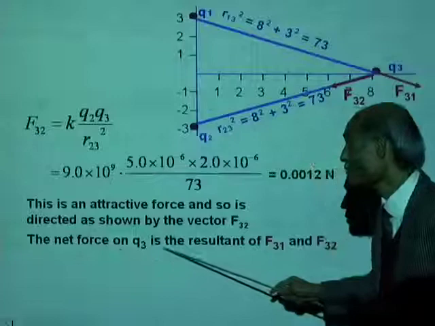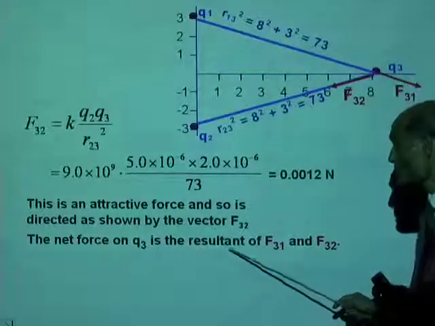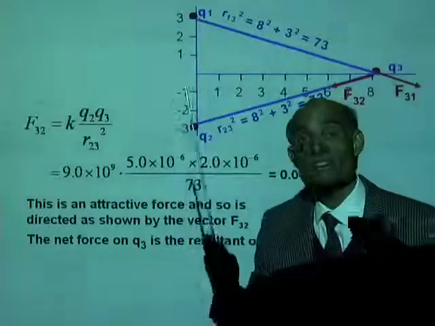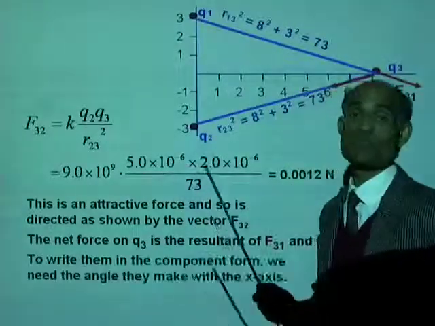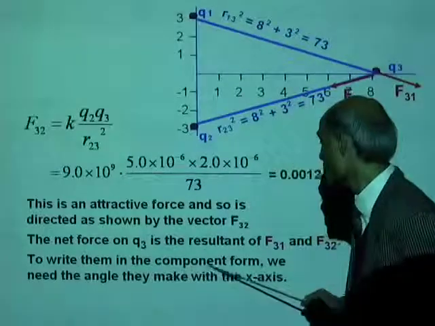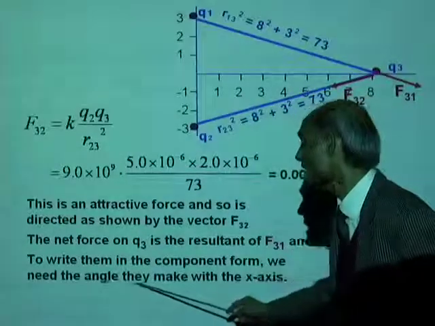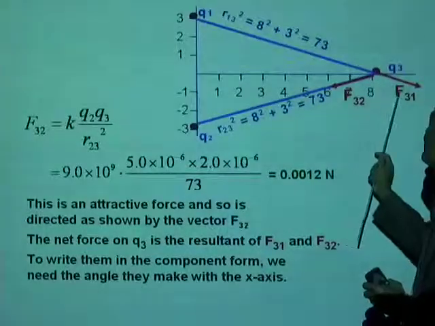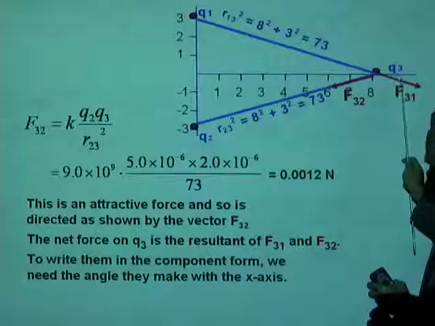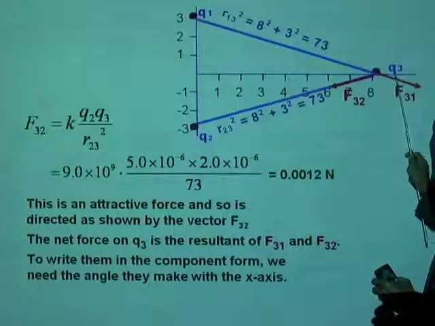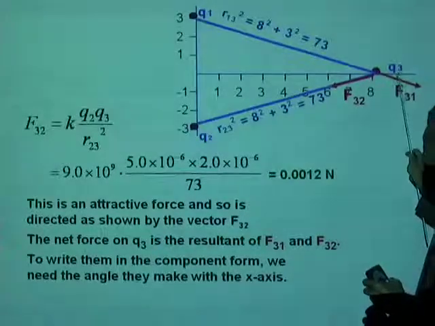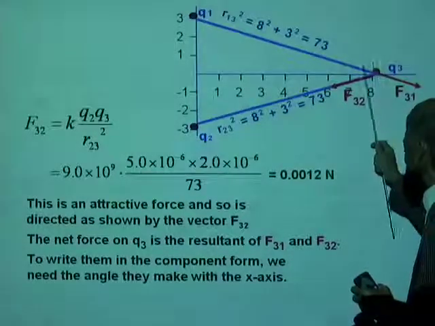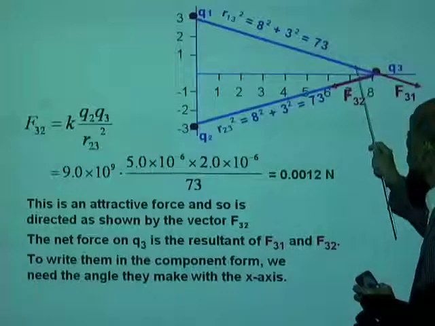The net force on Q3 is the resultant of F31 and F32, which means the vector sum of these two forces. To write them in component form, we need the angle they make with the x-axis. Now look at this. F31 is this angle. Can you see where I'm pointing? That's the angle F31 makes with the x-axis. And F32 makes this angle. That's the third quadrant angle.